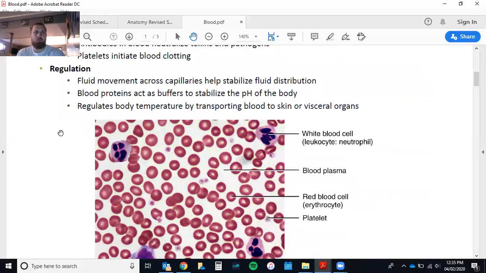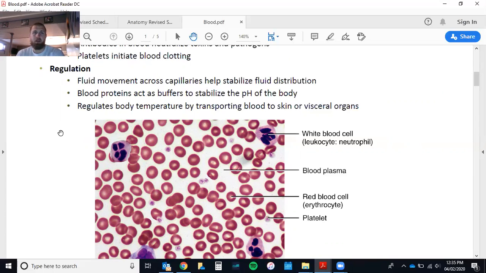And blood regulates different things: fluid movement across capillaries to stabilize fluid distribution. Proteins in our blood act as a buffer and stabilize the pH of our body. And we can actually regulate body temperature by transporting blood to our skin or visceral organs. So it's kind of like a transportation of heat, because heat builds up in our body.